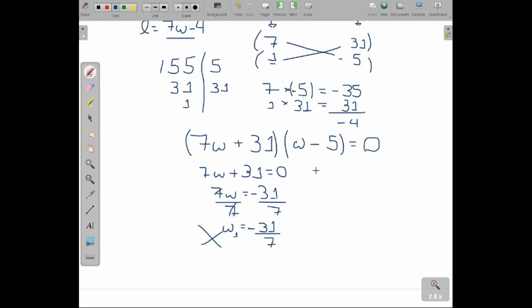So let's get the other one. w minus 5 is equal to 0. So w sub 2 will be equal to 5. This is the right answer. The width of the rectangle is 5 inches.